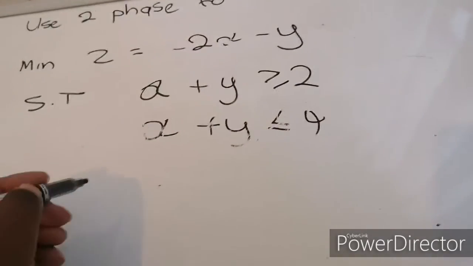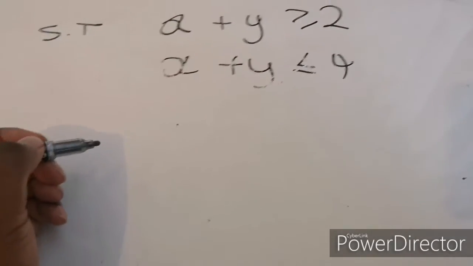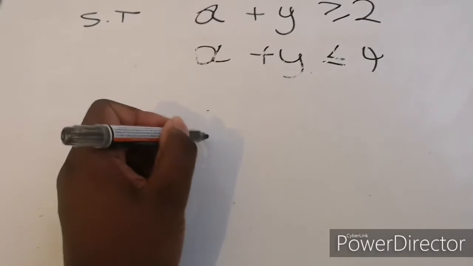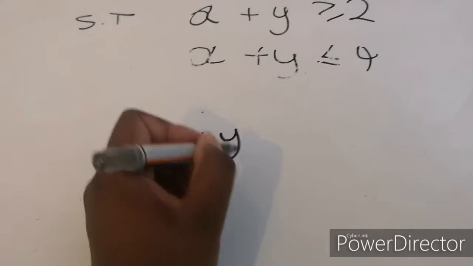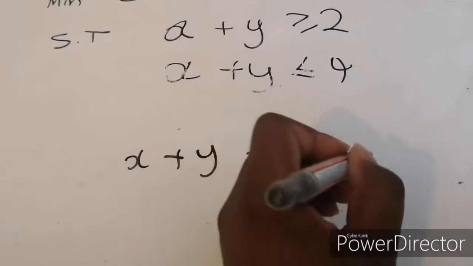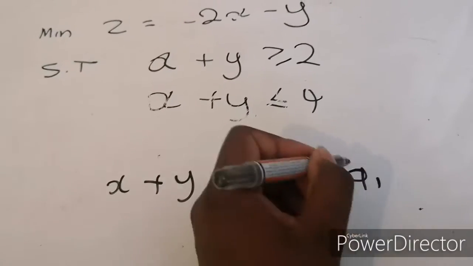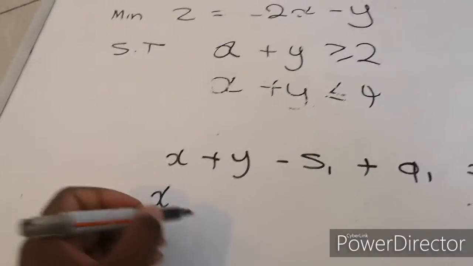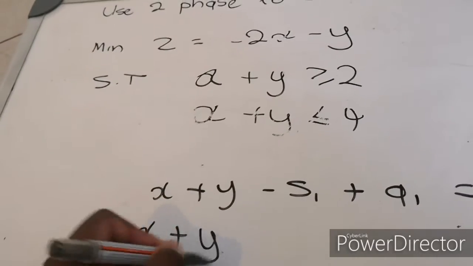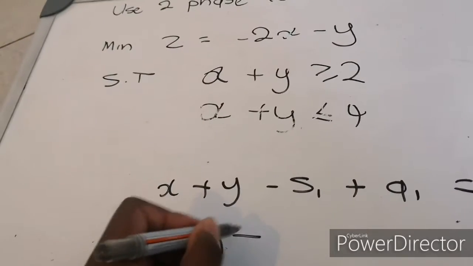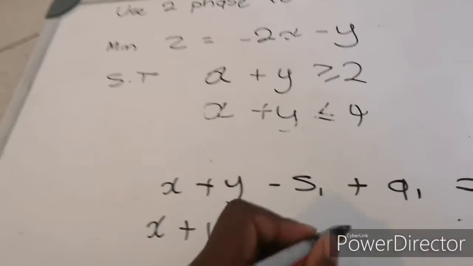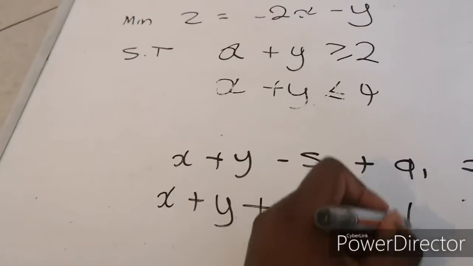Based on this, we would make the constraint x plus y minus s1 plus the artificial variable a1 equals 2. And for the other constraint, we would apply what we use in a normal simplex process, and we would add s2 rather than having an artificial variable, because it satisfies the normal process.